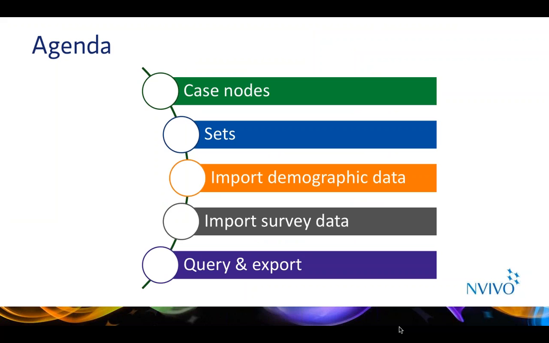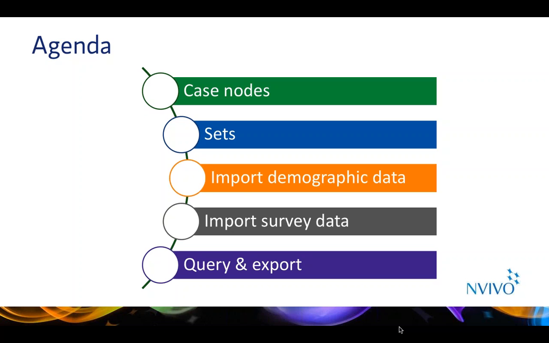We're going to work with two types of quantitative information today: demographic data from interviewees, and a survey that contains both closed and open-ended data. I'll introduce case notes to start, which hold all of the information pertaining to a given unit of study in your project, or hold all of the open-ended responses from a particular survey participant.